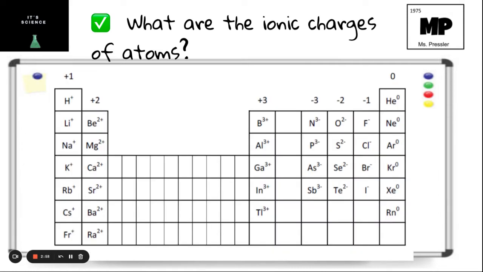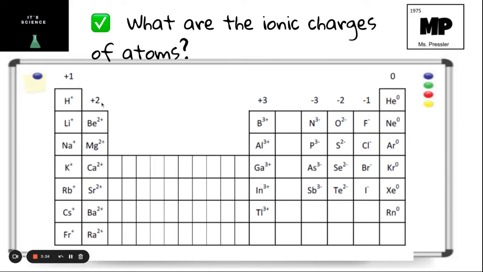So what are the ionic charges of atoms? You should write this at the top of your periodic table. So here we have it. In group 1, these elements have 1 valence electron. They tend to want to lose that electron. So if they are losing an electron, the overall charge will be positive. By how many? By 1.